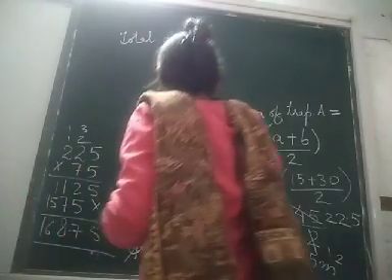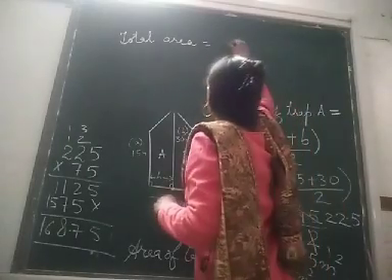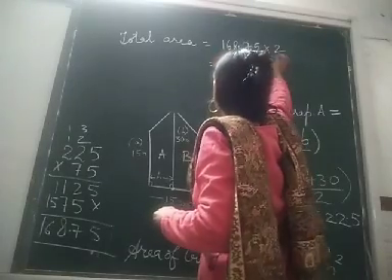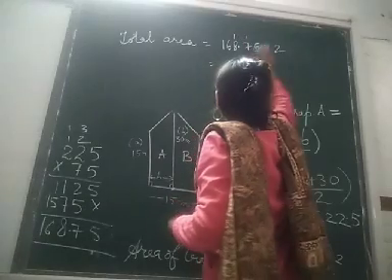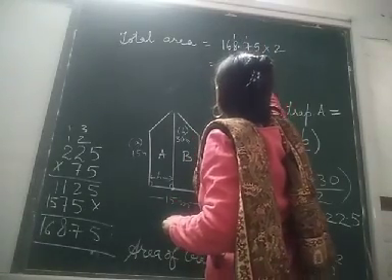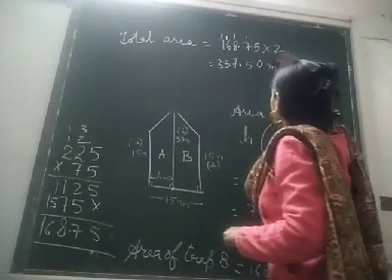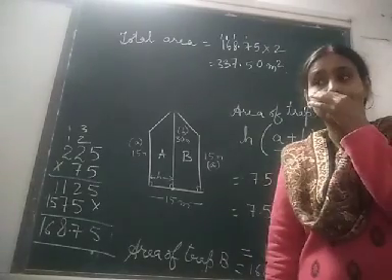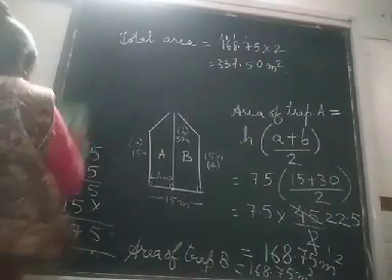Now we find out the total area. Total area is equal to area of trapezium A plus area of trapezium B. So 168.75, either we multiply it by 2 or we add both. So 5 2s are 10, 2 7s are 14, 15, 2 8s are 16, 17, 2 6s are 12, 13, 2 1s are 2, 3. So 337.50 meter square. This is whose diagram? Jyoti's diagram. Now we have to start with Kavita's diagram. So let's start with Kavita's diagram now.